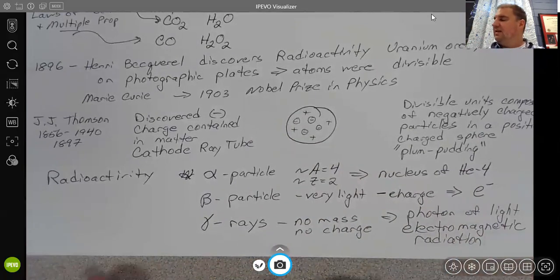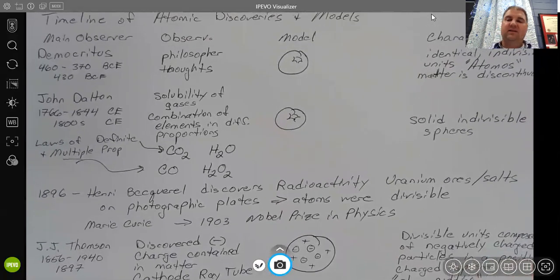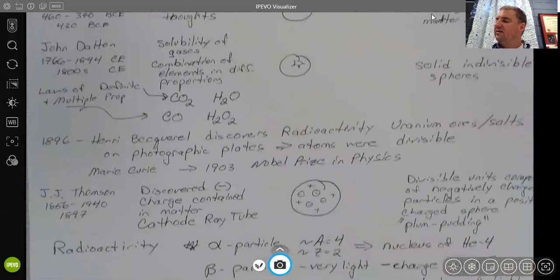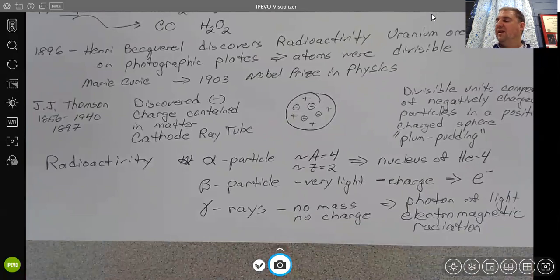So again, this would be the end of the first part of this timeline. From Democritus and before the Common Era up through about 1900, we have the concept that atoms make up matter, that atoms were thought to be indivisible, but then the discoveries have led to our understanding that atoms are made up of smaller particles themselves. So atoms are made of subatomic particles, but atoms are going to be the smallest unit that still show the properties of a particular element.